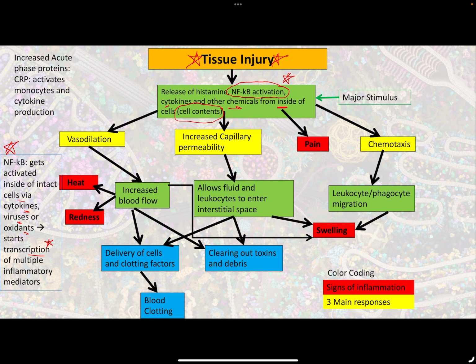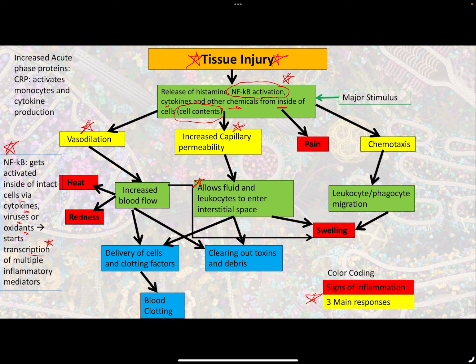Okay, now what we see here in red, we see the 4 cardinal signs of inflammation, and then in yellow we see the 3 primary responses to this. Okay, so number 1, we're going to get some vasodilation, right? Histamine is a major vasodilator. That's one of the things that's going to do that. We're going to get increased capillary permeability. Capillary cells or capillaries are going to relax, open up, and that means blood and more content's going to be able to get to that area and get out into the interstitial space.